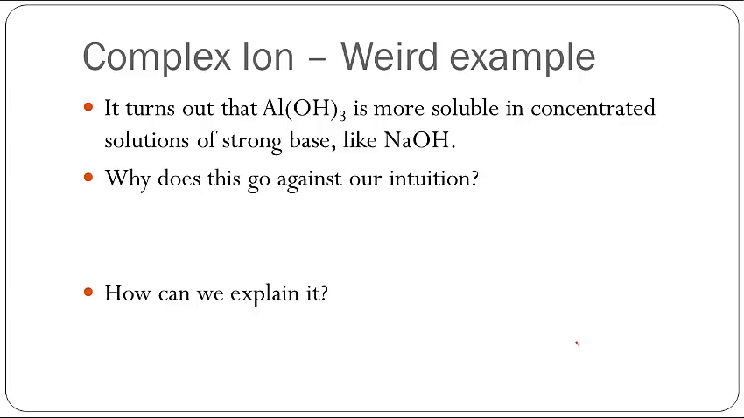Okay, we have a weird example. It turns out that aluminum hydroxide is more soluble in concentrated solutions of a strong base like NaOH. Why does this not make sense? Well, what is normally the dissociation reaction for this? If I dissolve this in water, what do I get?